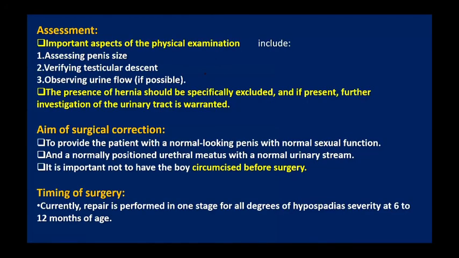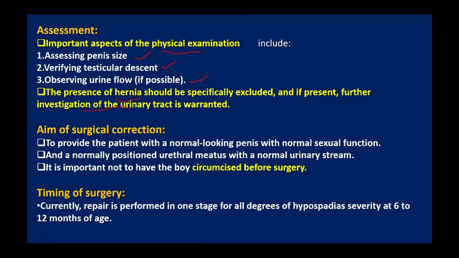Assessment. How do you assess? First, the important physical examination: size of the penis, whether the testicles are present or not, observation of urine flow if possible, it's very important. The presence of an associated hernia: about half of them have an inguinal hernia, and about 1/5 have undescended testes. So investigation for urinary tract infection is also very important.